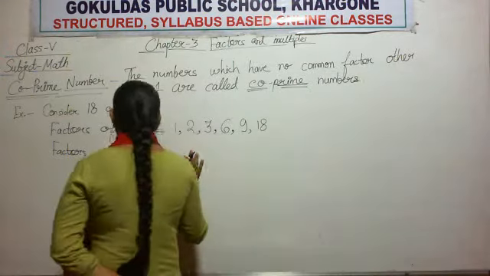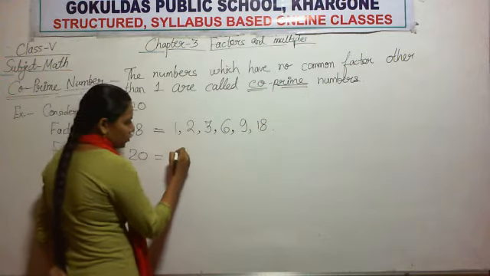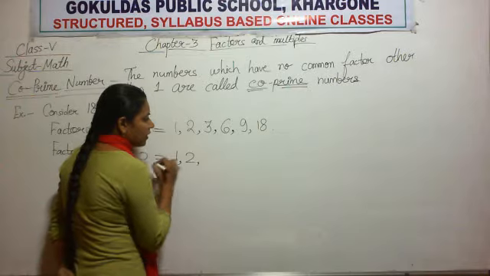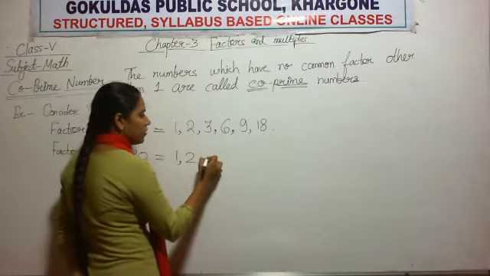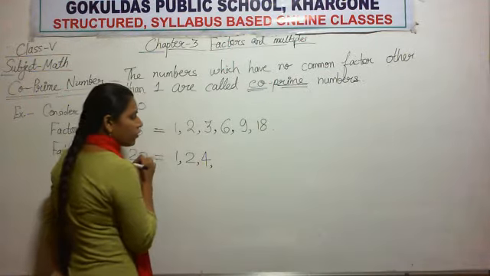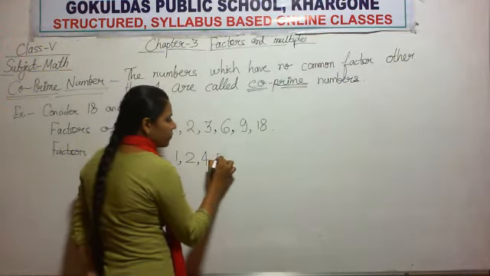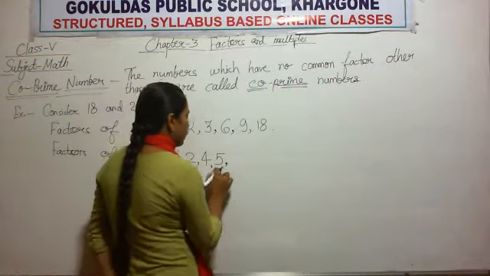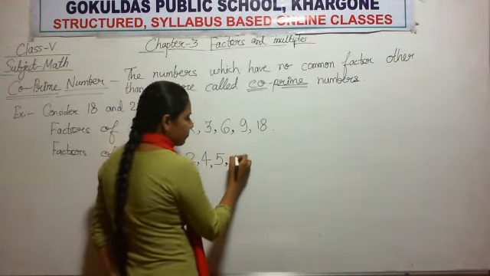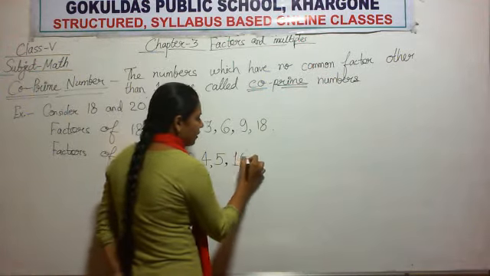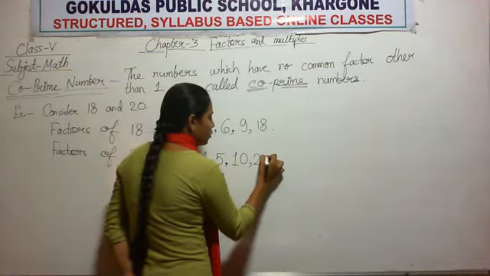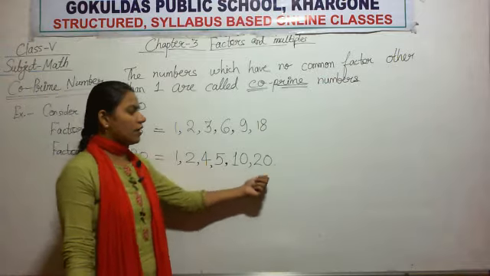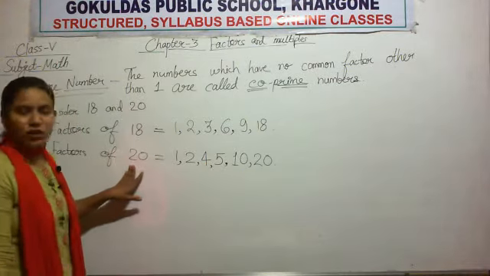Now let us write the factors of 20. 20 is divisible by 1, so 1 is a factor. 20 is exactly divisible by 2, so 2 is a factor. 20 is exactly divisible by 4, so 4 is a factor of 20. 20 is exactly divisible by 5, so 5 is also a factor of 20. Then it is divisible by 10 and 20. So 1, 2, 4, 5, 10 and 20 are the factors of the number 20.